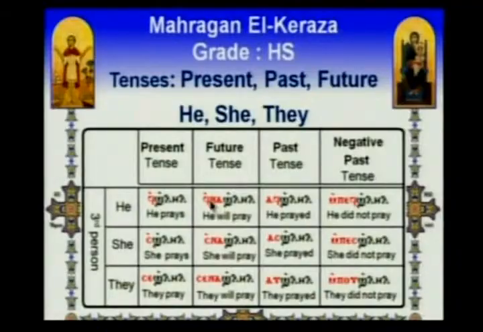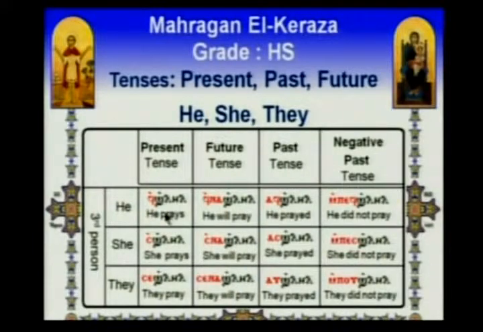The next one would be the third person, which is he, she, and they. The first column here is the present tense, and as I said, we have discussed this in grades 6, 7, and 8, so you have to review it. In essence, for the present, it is F eshlil, means he prays, S eshlil, which means she prays, and Se eshlil, they pray.